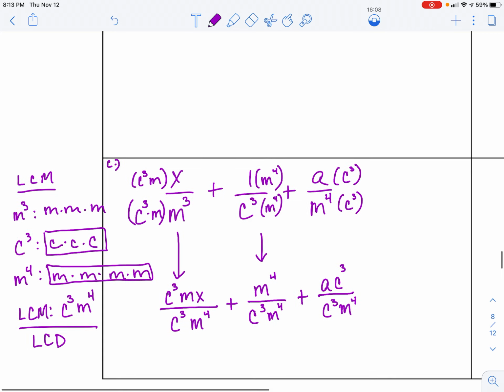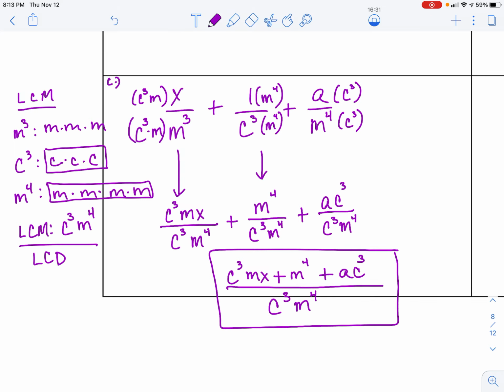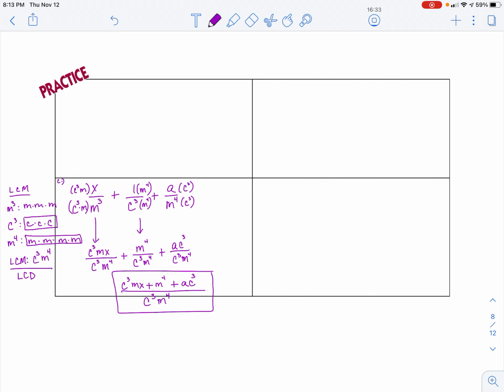Now look at our denominators. They're all exactly the same. So now we can just combine this fraction. So we're going to have c to the third mx plus m to the fourth plus ac to the third all over c to the third m to the fourth. There's no other terms that are alike that we can combine. So we're done. And that's the answer to that problem.